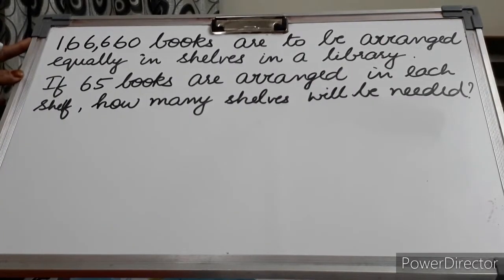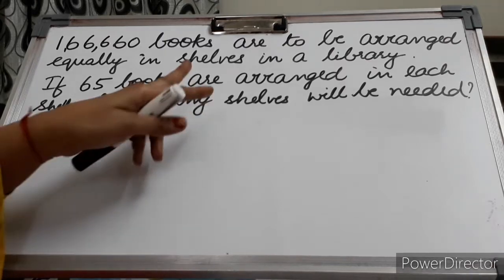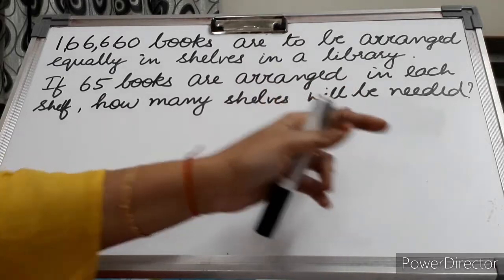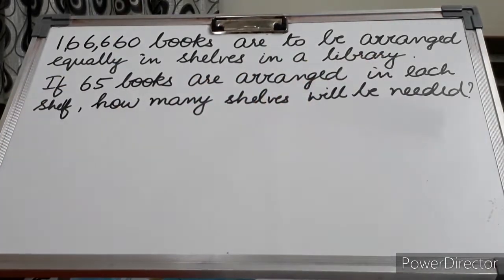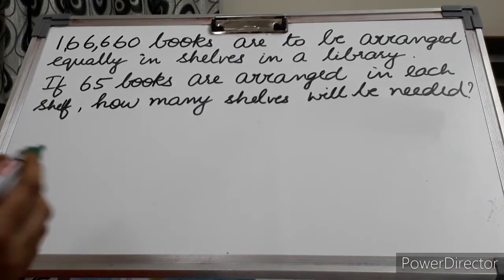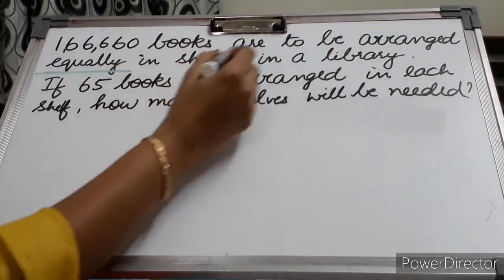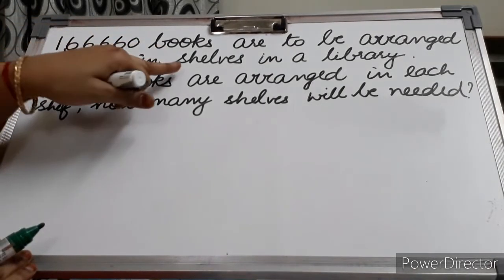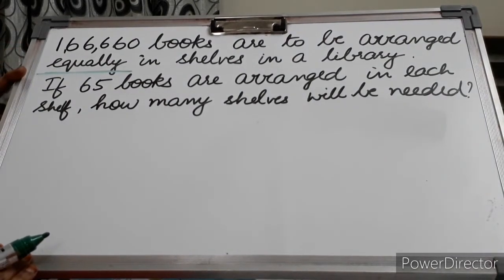Now the next question here is: this many books are to be arranged equally in shelves in a library. If 65 books are arranged in each shelf, how many shelves will be needed? Now how will we understand this question? You see the words first. What is given here is are to be arranged equally in shelves in a library. Okay, so we have to arrange this many books equally in the shelves. So here only we can understand that this is a division question.